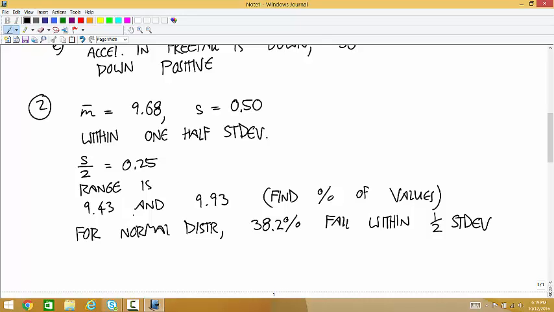So you need to get a percentage of your values that fall within this range, and then compare it to 38.2. For one standard deviation, it would be between 9.18 and 10.18. And you would compare that to a normal distribution having 68.2%. So that's what I was looking for, just doing both of those two calculations, or having both of those two numbers.